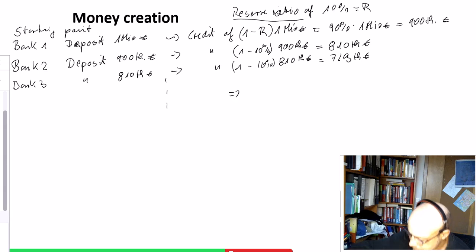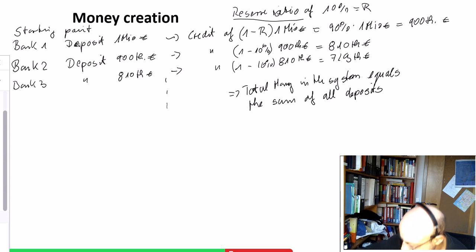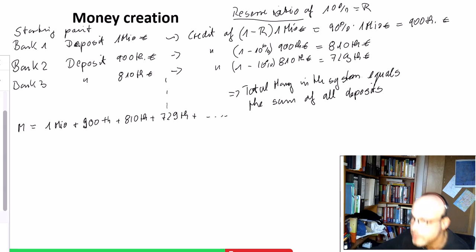So then total money in the system equals the sum of all deposits. What does this mean? We have to sum up all this. So M would be 1 million plus 900,000 plus 810,000 plus 729,000 plus, and so on and so on and so on.